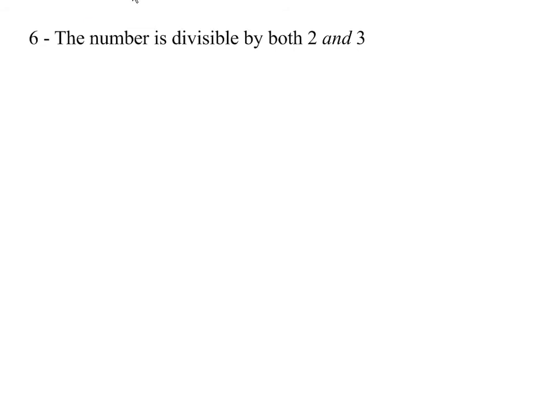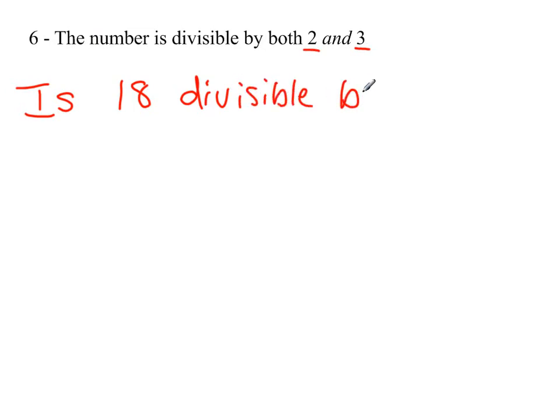The next one, 6. A number is divisible by both 2 and 3. So, in order for us to be divisible by 6, it has to be divisible by 2 and 3. Let's start off with a nice number. Let's say we're asked, is 18 divisible by 6? Now you probably already know 6 times 3 gets you 18, so yes it is. But let's use the directions here. It says both by 2 and 3.